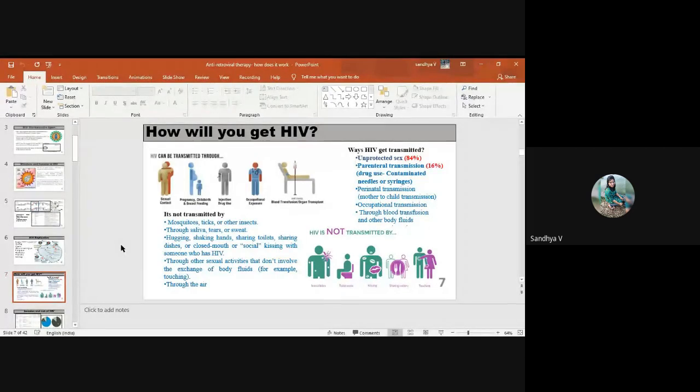Then occupational transmission, which occurs in medical and lab settings, and is very rare through body fluids, blood transmission, or organ transplantation. It is not transmitted by mosquitoes or any other insects, or through saliva, tears, or sweat. It will not get transmitted if you are in close contact with people who have HIV, or through sexual activities that do not involve body fluids, and it will not get transmitted through air.